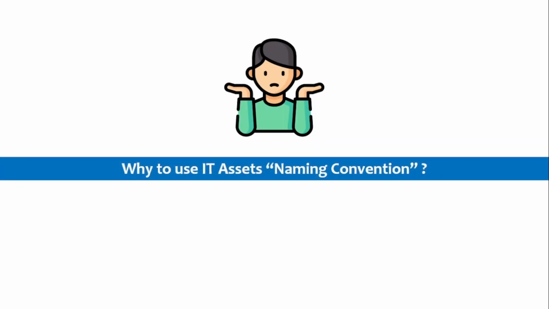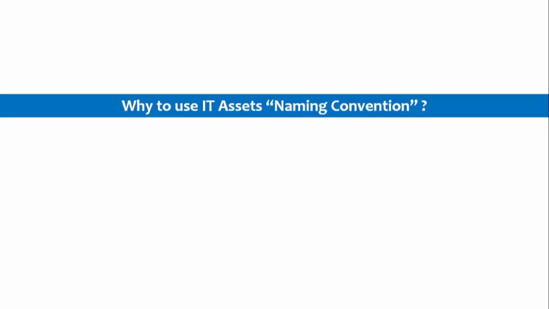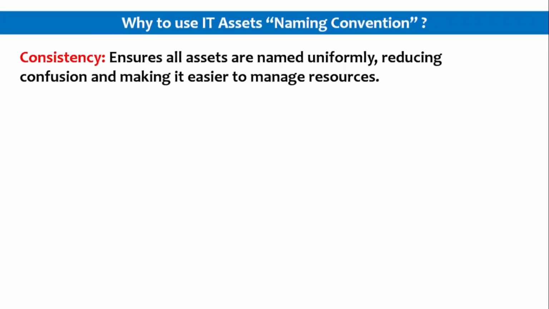Next question, why to use this naming convention? Is there any reason why to use it? Every organization has its own standard of naming convention. So why do organizations use naming convention? There are many reasons. I'll just take some of the reasons. The first reason might be consistency. Ensure all assets are named uniformly, reducing confusion and making it easier to manage resources.